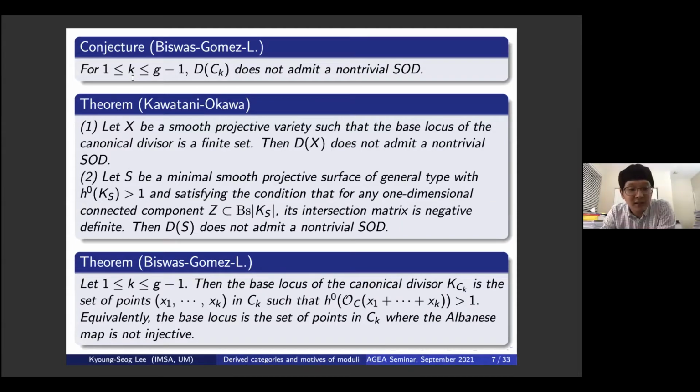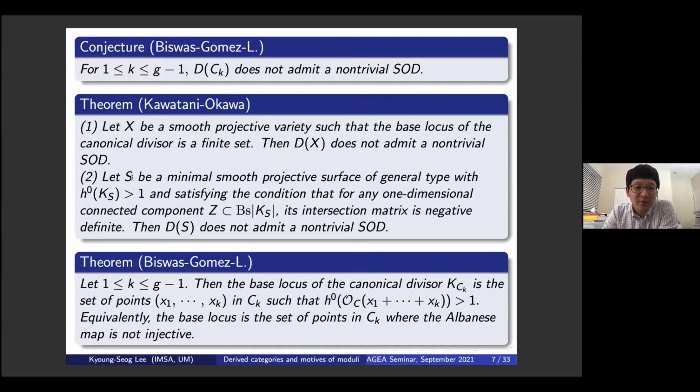Indeed, there is a famous theorem by Kawatani and Okawa. When X is a smooth projective variety such that the base locus of the canonical divisor is a finite set, then they prove that the derived category of X does not admit a non-trivial semi-orthogonal decomposition.